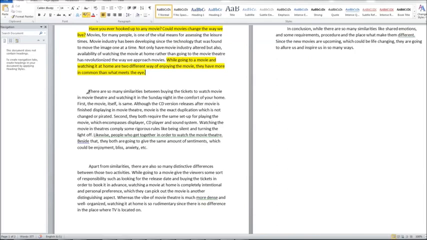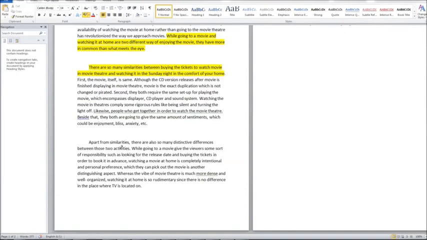So in this essay, the topic sentence is: there are so many similarities between buying tickets to watch a movie in a movie theater and watching it on a Sunday night in the comfort of your home. So it basically shows that there are similarities between going to a movie and watching it at home. There are many examples, but I'm not going to read them.